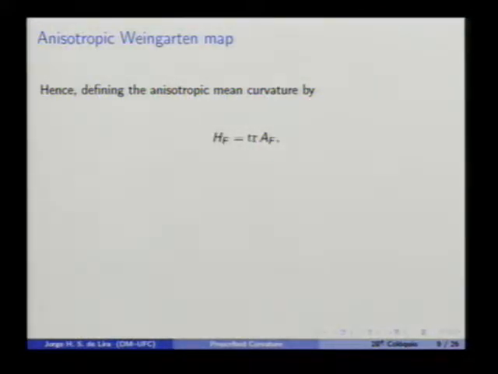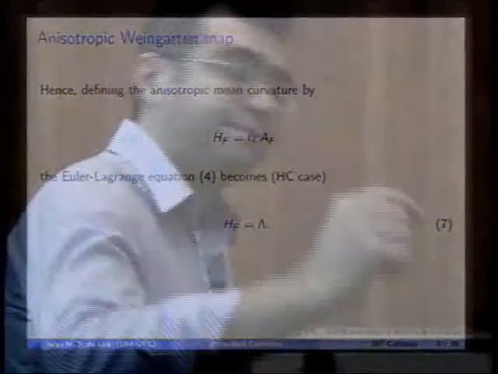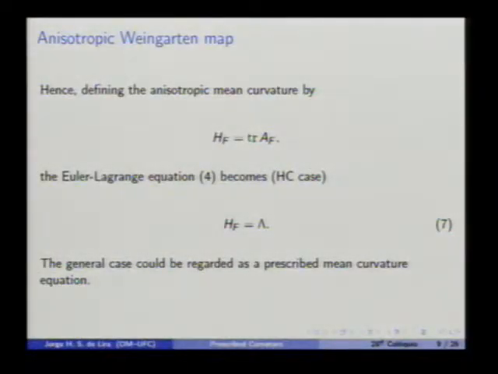And finally, we define the trace of this anisotropic Weingarten map as the anisotropic mean curvature of the immersion. In the horizontally constant case, the anisotropic mean curvature is the divergence of that vector psi up to a sign. And in the general case, when you consider dependence with respect to the position vector field, instead of this constant mean curvature problem, you have a prescribed one. The mean curvature could be viewed as a prescribed function instead of a constant lambda.